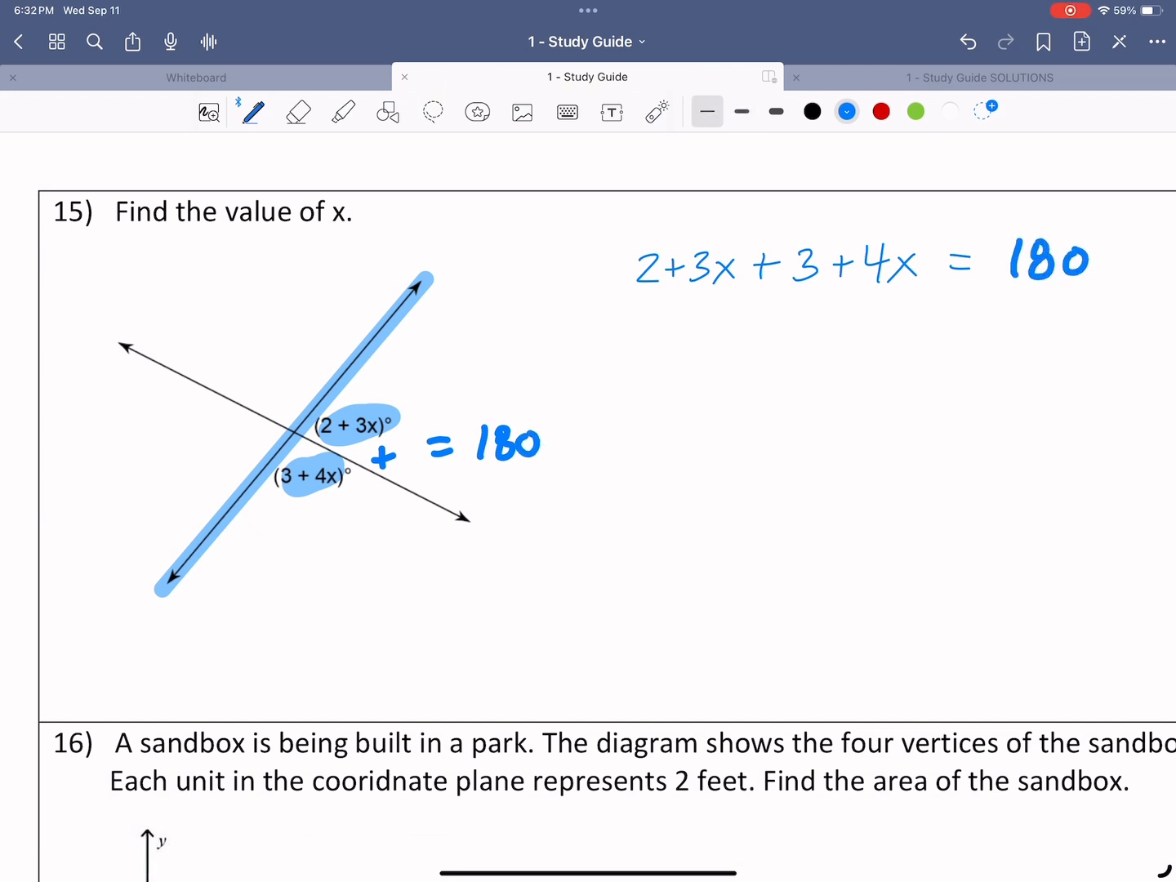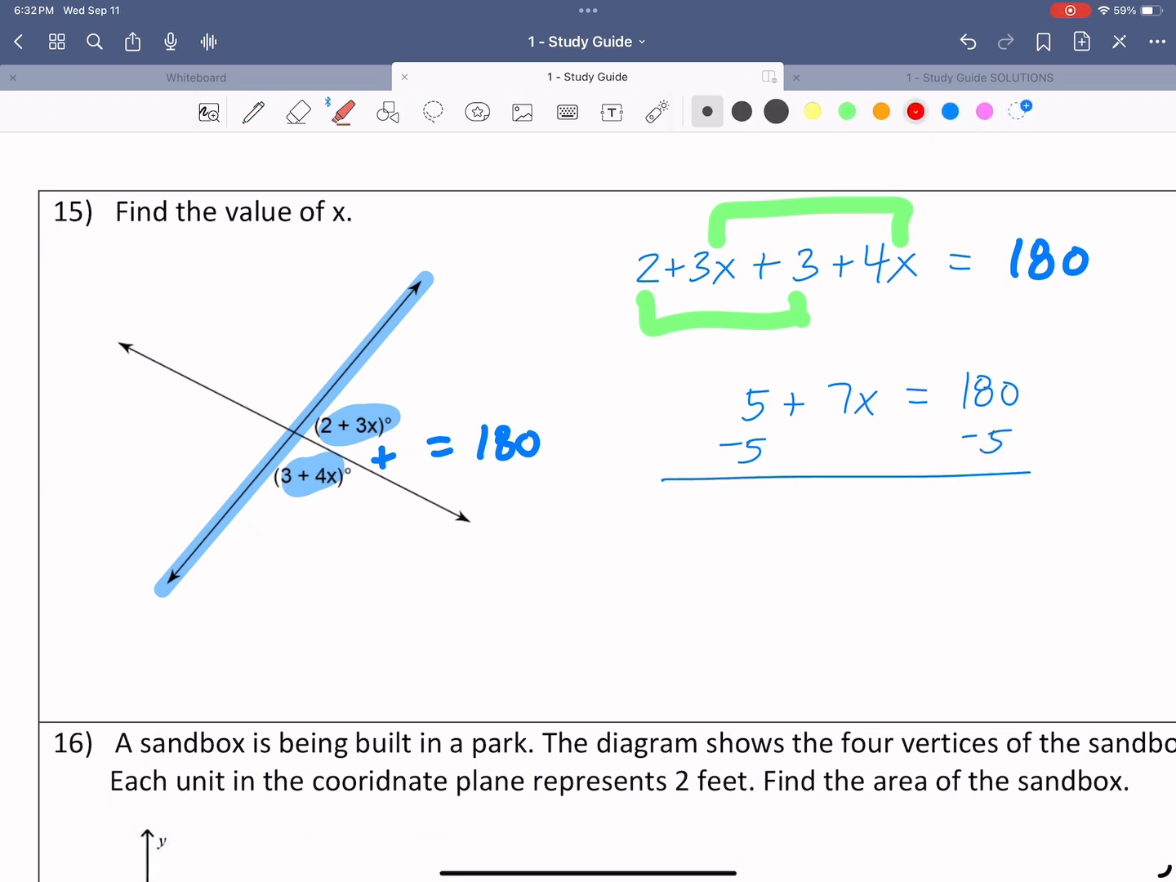Let's combine like terms. Maybe I'll demonstrate a little bit more clearly this time. These two are like terms. So you're going to end up with 5 plus 7x equals 180. Subtract 5, subtract 5. You're going to end up with 7x equals 175, divided by 7. Again, kind of a weird number. And because I've done this already, I already know the answer is 25.